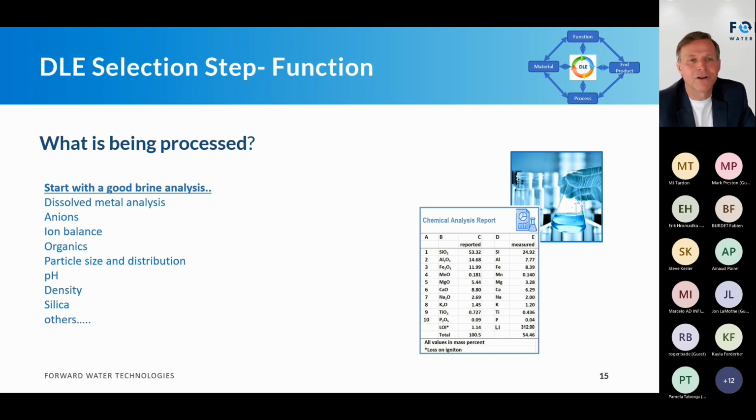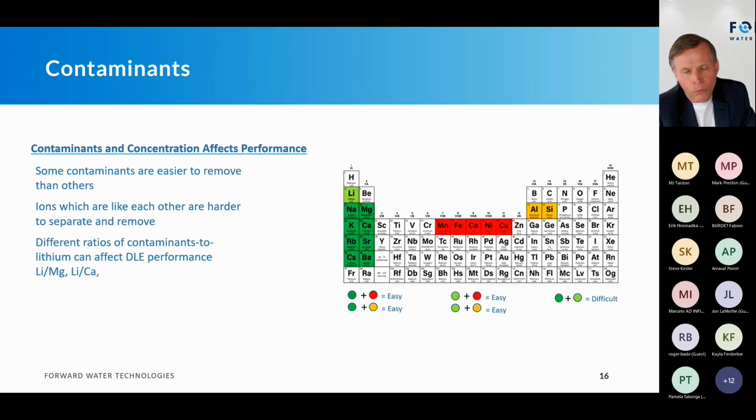If you don't have all the pieces of the puzzle, it's kind of hard to see what the finished picture is. So again, I'll emphasize the analysis. Having a complete analysis, I'm aware it's quite long and lengthy, but there's a reason for that. If you take a look at the periodic table where everything is located in the groups, what you'll find is that there are some substances that are easier to separate on the different DLE technologies than others.